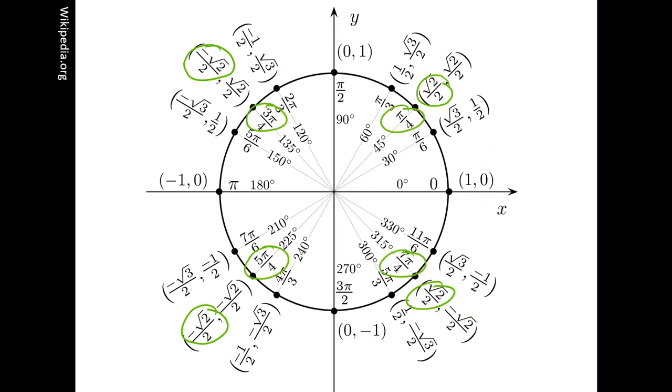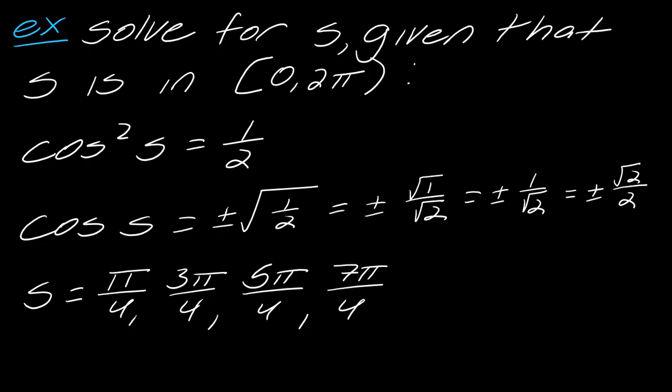And now I have to look at all the radian measures associated with that. And those 4 radian measures, those are my answers. So your calculator would not give you that. So the context kind of matters here. And if you have a question where you can use the unit circle, you're probably going to have to think about it like this.